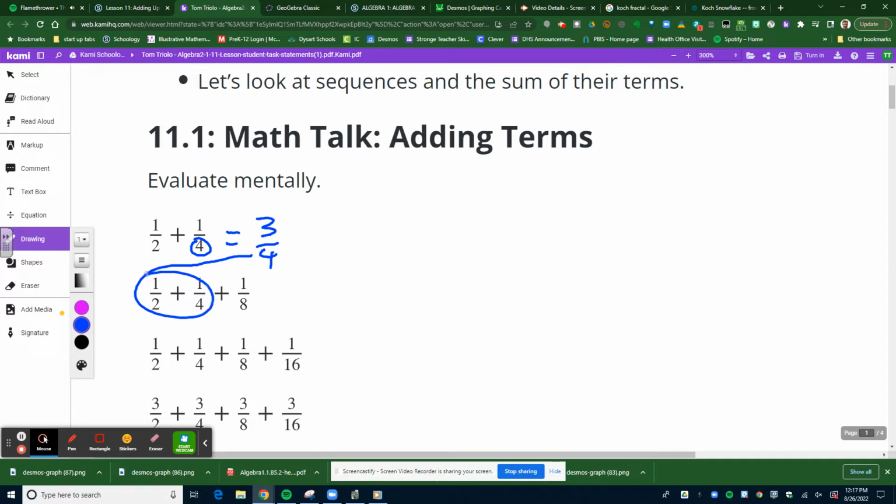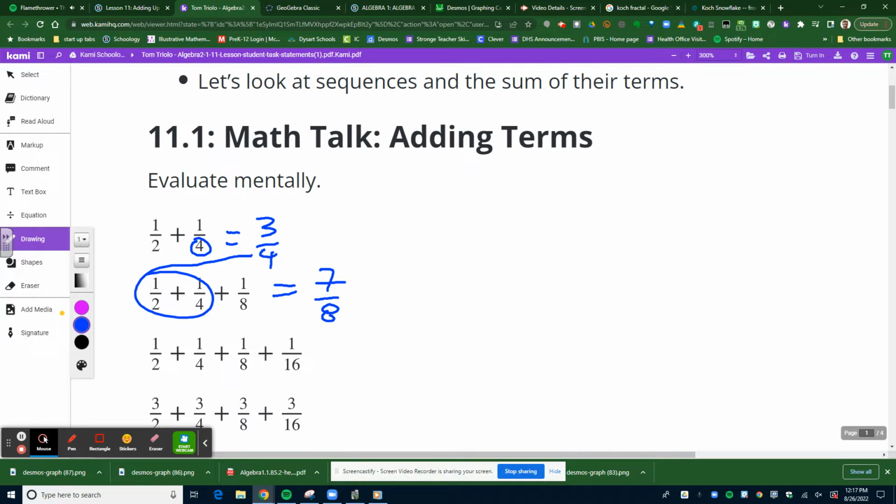Okay, so now you take a look at the next question. This is right here. So I don't have to start from scratch. So now it's really 3/4 plus 1/8. But how many fourths are in an 8? 2. So that's really 6/8 plus 1/8 is... All right, so see if you can get the last 2.